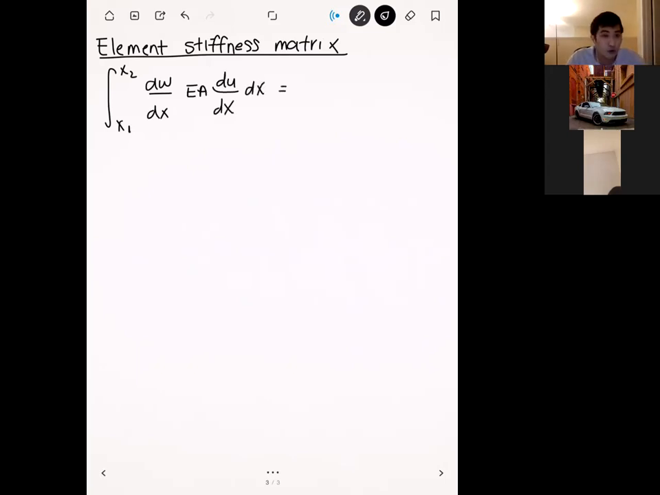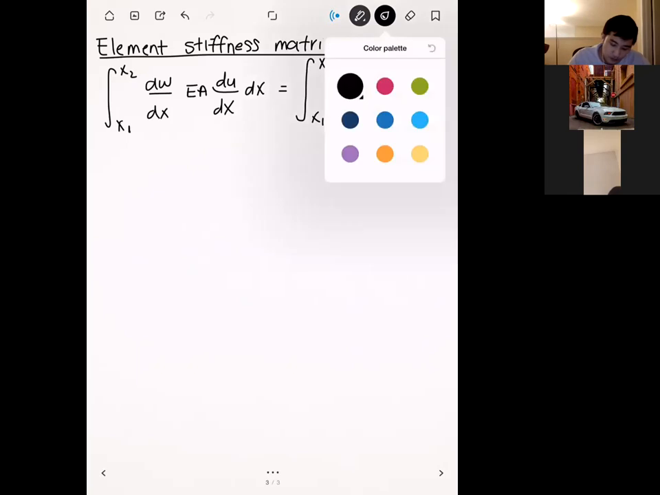We have the integral from x1 to x2 of dw/dx times EA times du/dx dx. And then on the right hand side, we have the integral over the forcing term, or the body force term, as we called it. So we have the integral from x1 to x2 of w(x) times b(x) dx. And notice the bounds for these integrations are just x1 to x2.